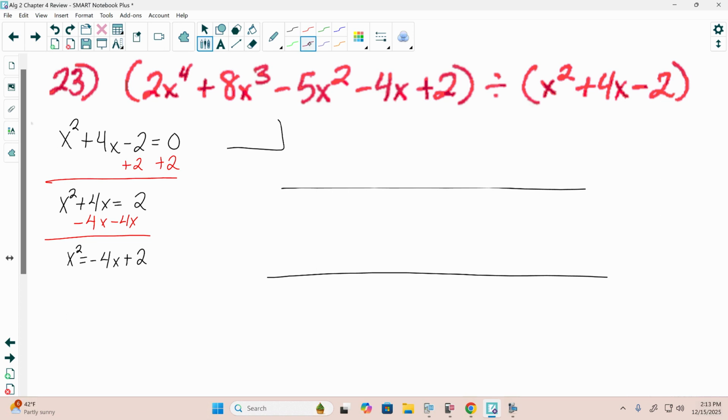Questions on this so far? Now we need the 2 coefficients from this here and put both of those in the cubby. We have the negative 4 from the x, and we have the 2 from the constant. There are 2 separate terms, and we put them both in the cubby. Now we also have the numbers, our coefficients, going across the top. Now we're going to get 2 for x to the 4th, 8 for x cubed, negative 5 for x squared, negative 4 for x, and 2.